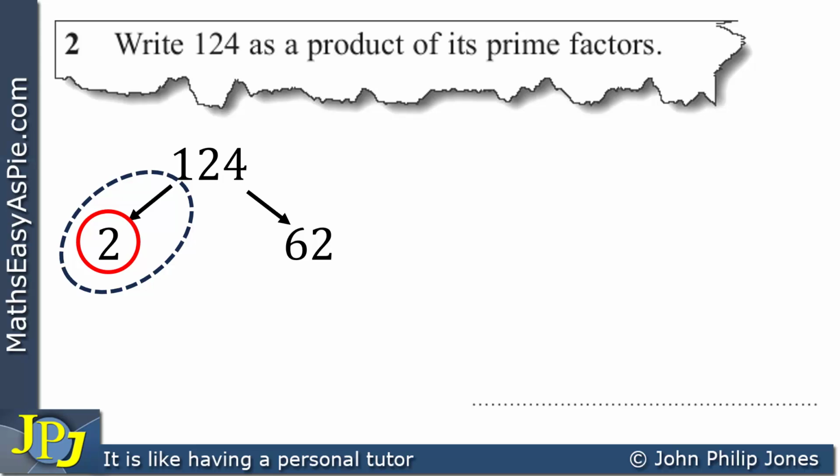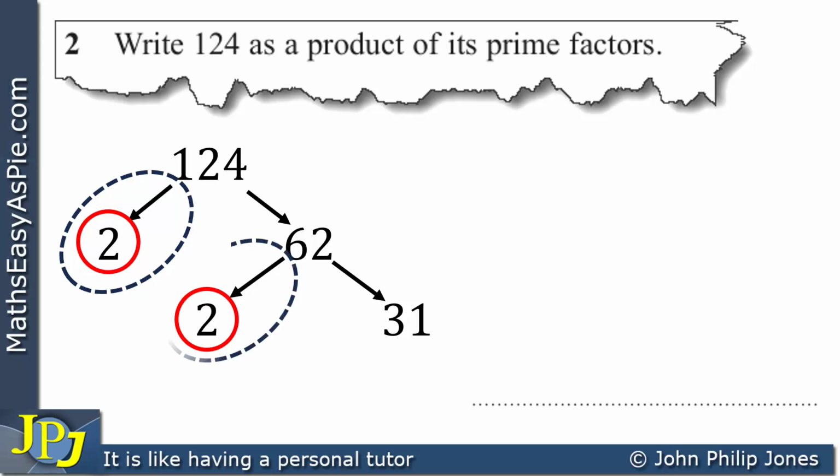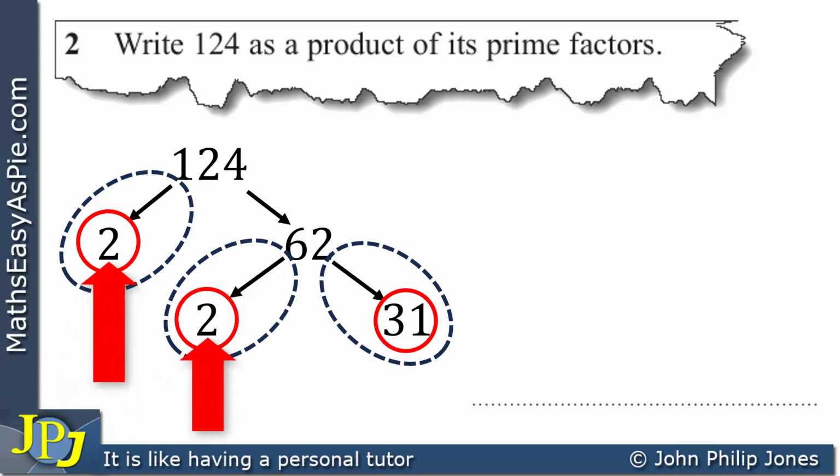But I can turn my attention to the 62 and ask the question, what two numbers multiplied together will give me 62? And I can see that I have 2 and 31. I now consider the 2 and I can see that that is prime. So this branch of the factor tree comes to an end. Looking at the 31, it too is prime. So this branch comes to an end. Once there is a prime number at the end of every branch, we know we've completed the factor tree. And we can see we have 2 2s and the 31, all of which are examples of prime numbers.